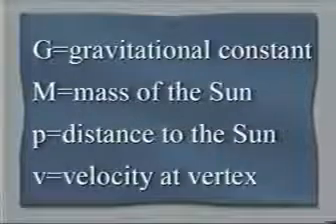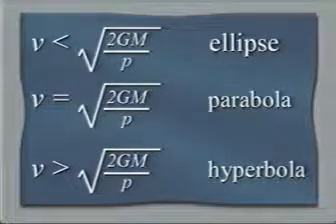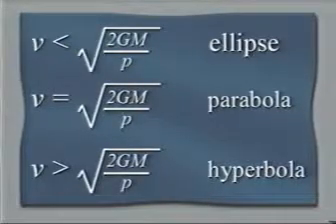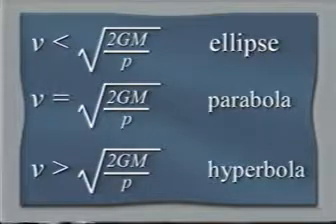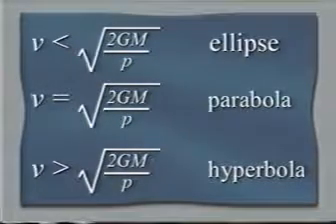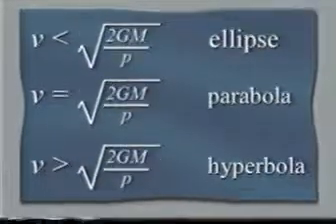And now we see a set of conditions that must be met to get the various shapes. If V is less than the square root of 2GM over P, we have an ellipse. If V, the velocity, is equal to that square root, we have a parabola. If V exceeds the square root, we have a hyperbola. The important thing here is only if the velocity indicates an ellipse will we see a comet more than once.